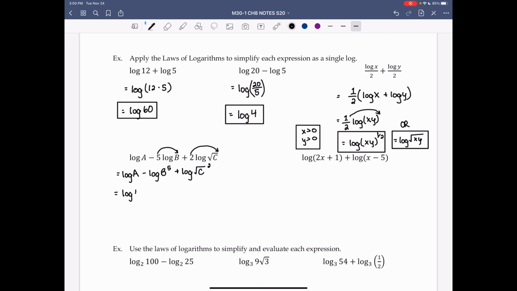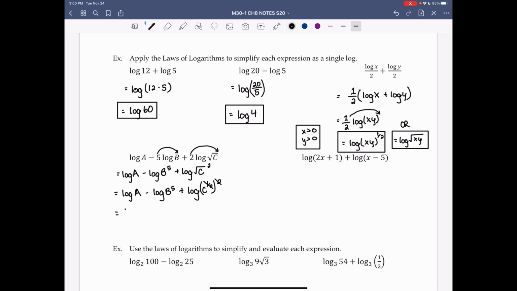Then we have log a minus log b to the power of 5 plus log c to the 1/2 and then to the power of 2. 1/2 times 2 is 1, so then we just have log c. Then I have subtraction of the first 2 logs and then addition for the third log. I need to go in order from left to right since in terms of order of operations, addition and subtraction are the same. I can use the quotient law for the first 2.